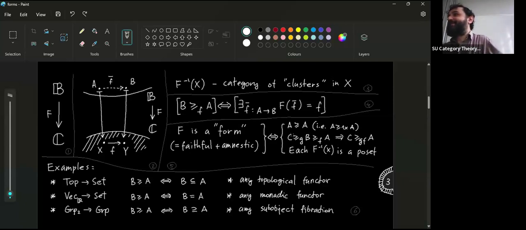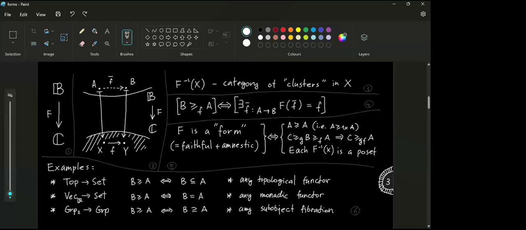Is a form any faithful amnestic functor, or a faithful amnestic fibration? No, it's any faithful amnestic functor. But yes. Zurab, do you really need it to be a poset for any reason, or would just taking a preorder suffice?